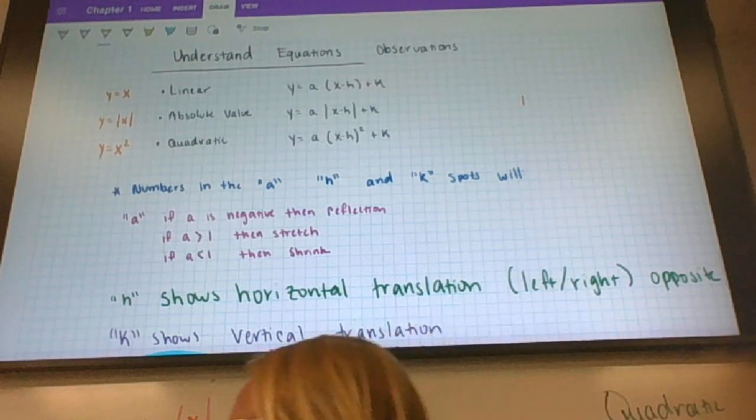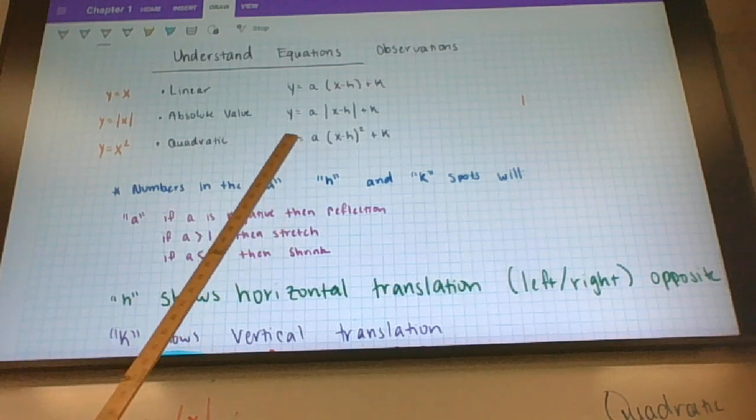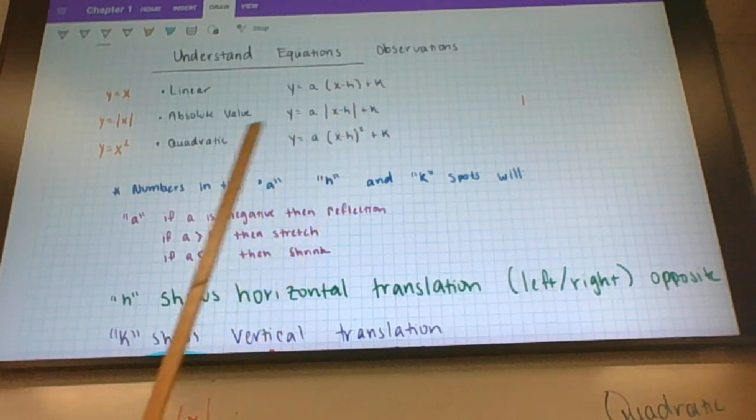Okay? So, your task today is to see an equation and be able to tell me, does that number represent a, h, or k?